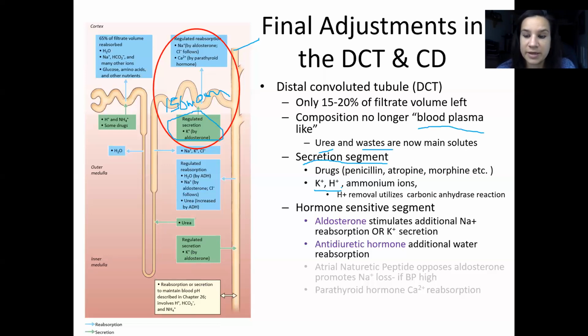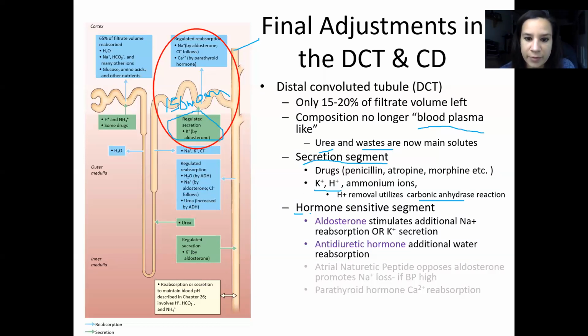So this is another place, if we're not breathing fast enough to get rid of our CO2, we can actually secrete a little bit of hydrogen into the distal convoluted tubule and will help remove that excess hydrogen, thereby dropping our CO2 concentration and helping the lung out whenever we get in a situation where the lung cannot keep up with that acid-base balance. We're going to use the carbonic anhydrase reaction here. So again, don't forget about that thing.